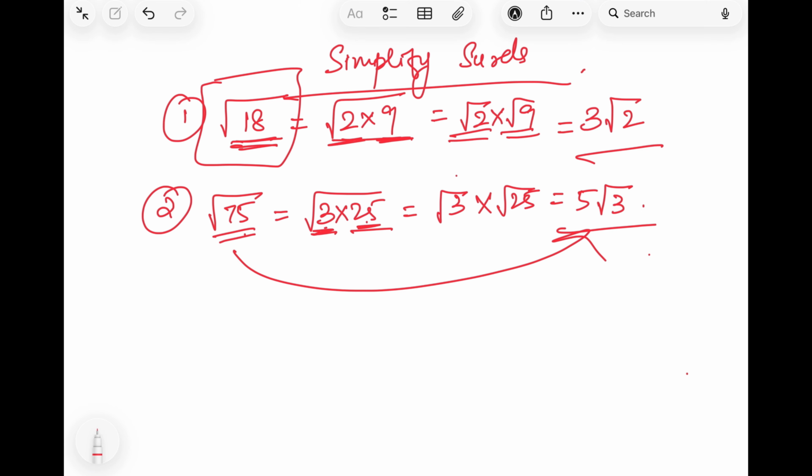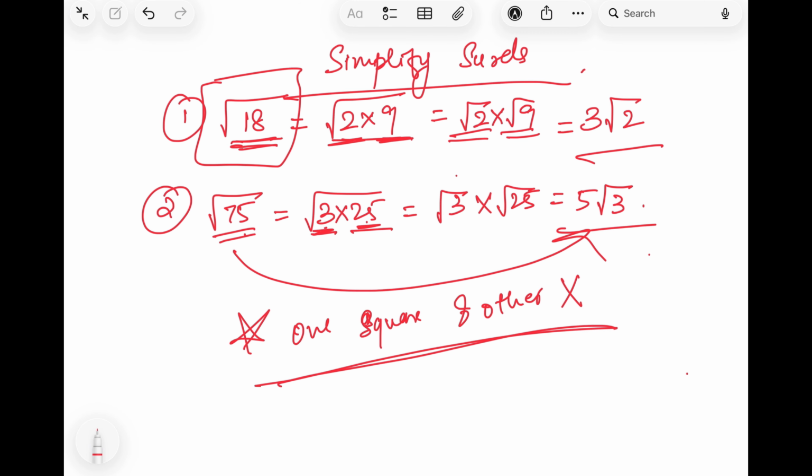So we used to do the simplification. Similarly, surds are also simplified like this. Just one important point: one number should be a square number and the other should not be a square number. Okay, this is the one important point to keep in mind when you simplify the surds.